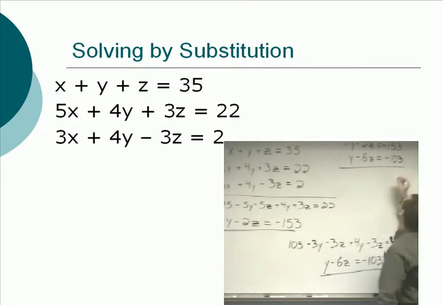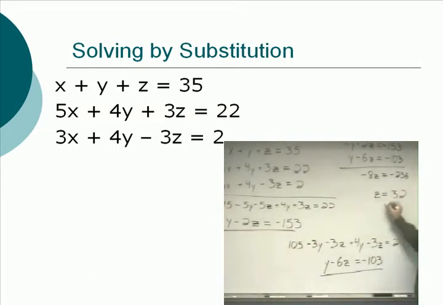Okay, well, the method of solving here should be pretty clear. Let's add those two equations together, and what do we have happen? The y's are gone. Negative 2z minus 6z is minus 8z. Negative 8z equals negative 153 minus 103 is negative 256. And so z equals 32. All right. Z equals 32.